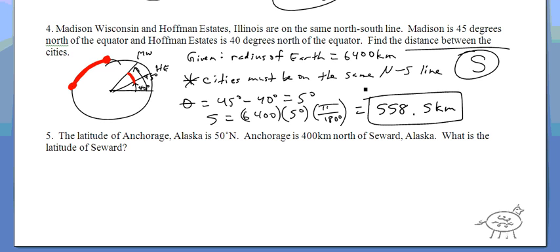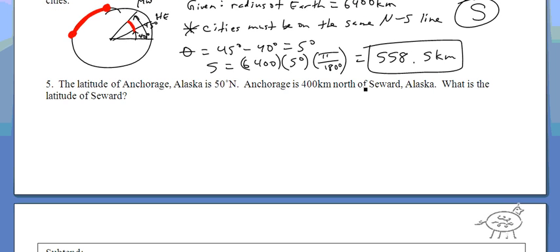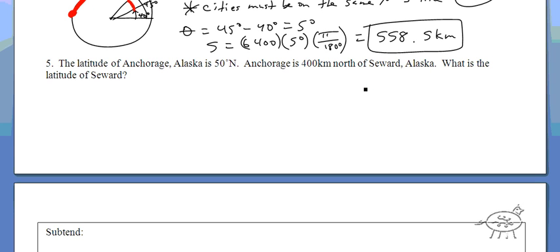So let's try another one here. The latitude of Anchorage, Alaska is 50 degrees north. Anchorage is 400 kilometers north of Seward. What is the latitude of Seward? Okay, so now we're looking for an angle, right? We're looking for degrees.